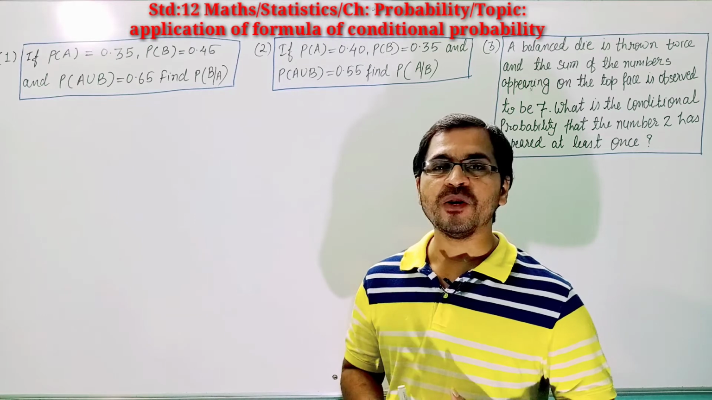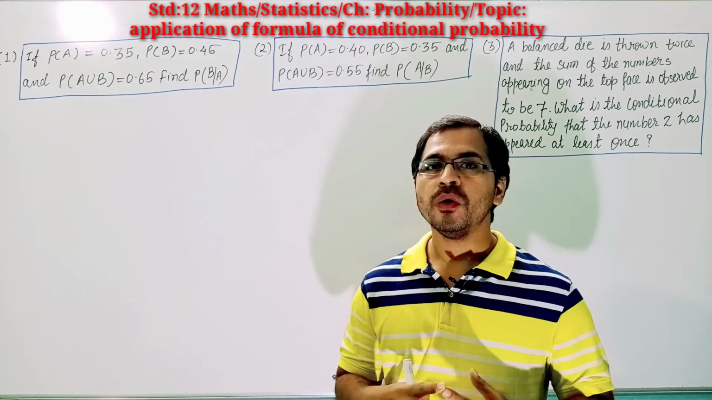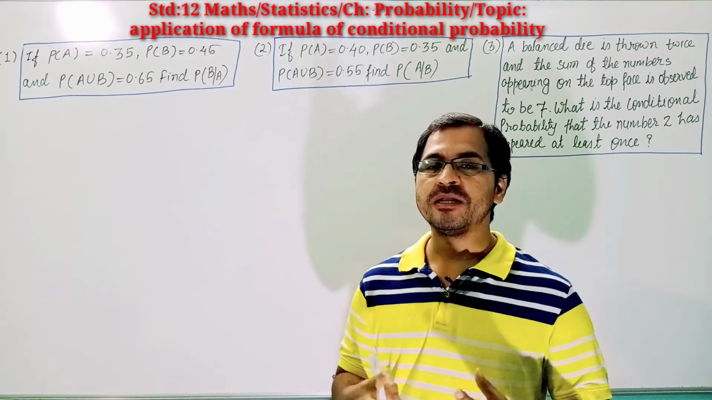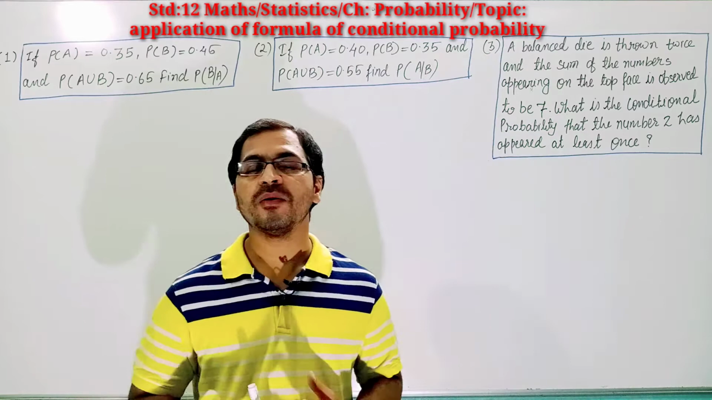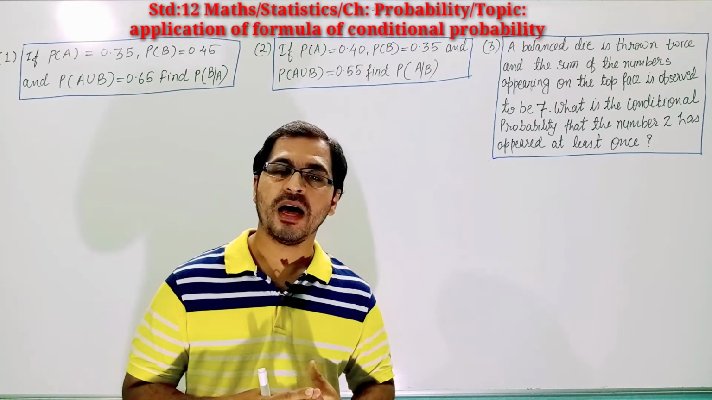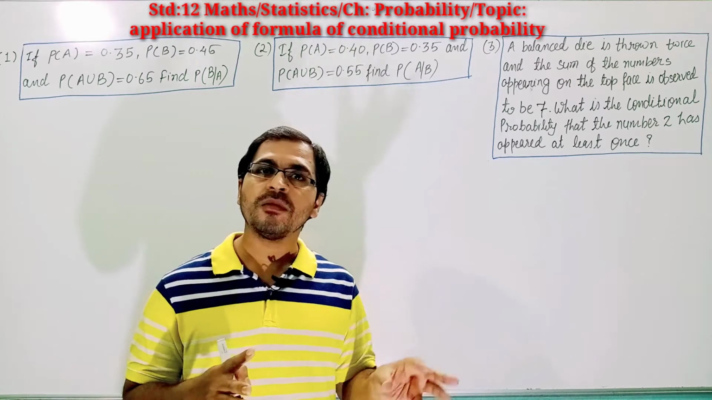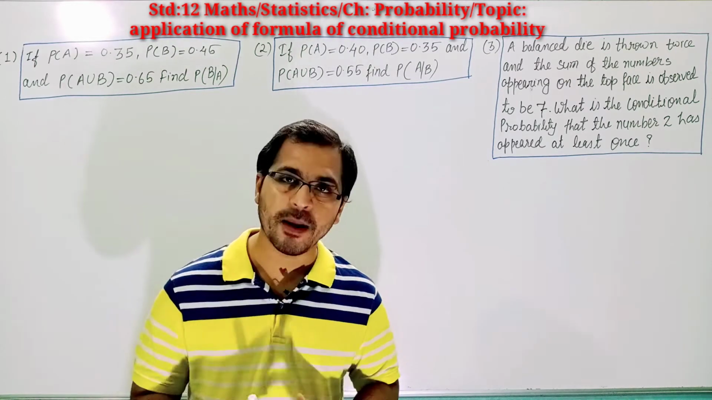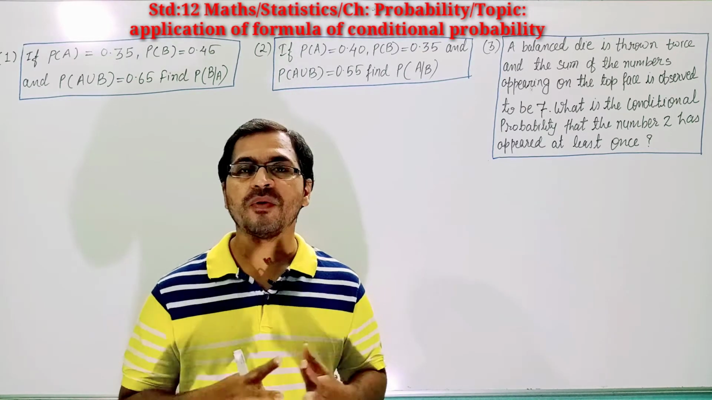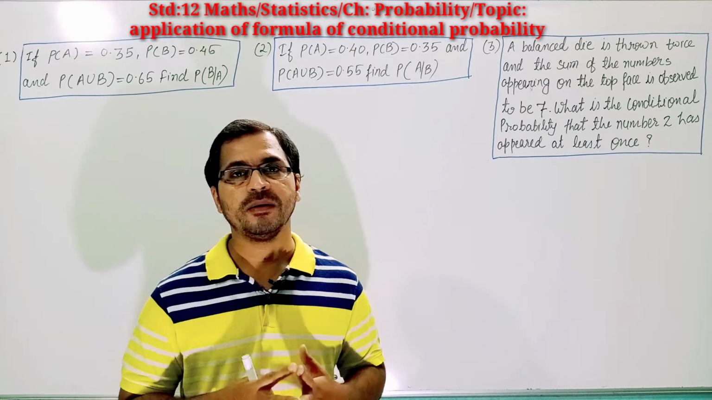Students, in our previous video lecture of probability, we have studied how to find the conditional probabilities. That is, in conditional probabilities, whenever one thing happens in a particular sample space and from that sample space another thing is happening, in that case we can find the conditional probability.